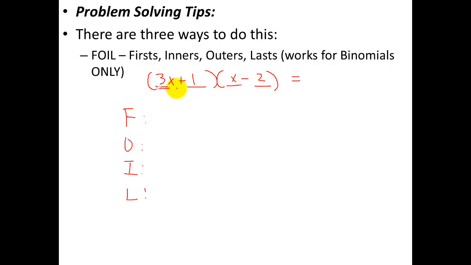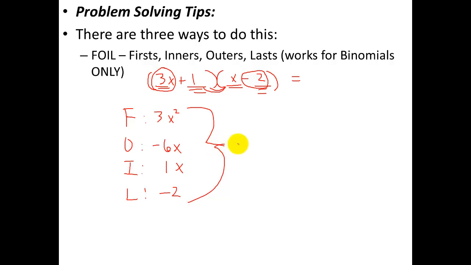So the first thing here and the first thing here is 3x times x. That's 3x squared. The outers are the two things on the very outside. So we've got 3x and a negative 2. 3x times negative 2 is negative 6x. The inside is right here. 1 times x is just 1x. And the last is going to be the last thing here and the last thing here. So 1 times negative 2 is negative 2.